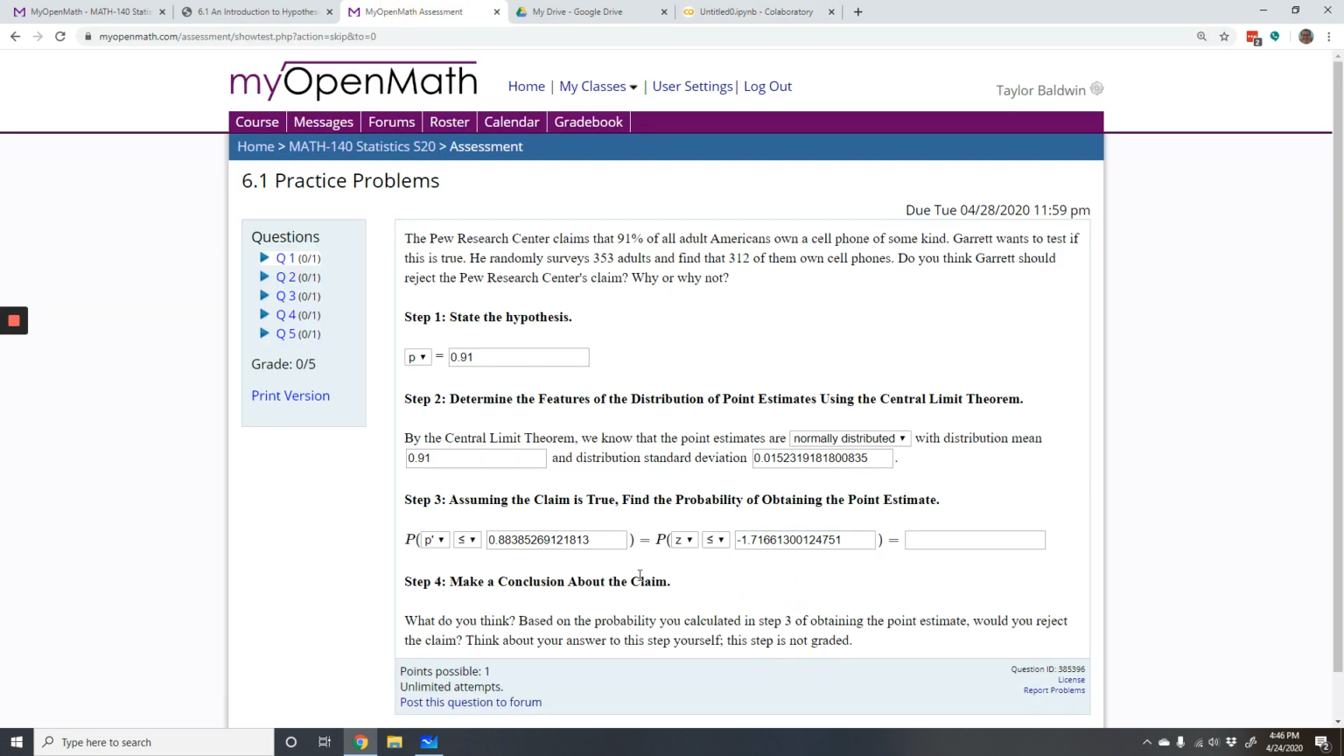paste it in. Okay, so what this is saying is the probability that our sample proportion is more extreme than the sample proportion we actually got. The probability that we get a sample with a sample proportion more extreme than the sample proportion we actually got is the same as the probability of a z value being smaller than negative 1.7166 in a standard normal distribution. Okay, and now that we've converted this to something that uses the standard normal distribution, we can find the probability using a p-norm function.